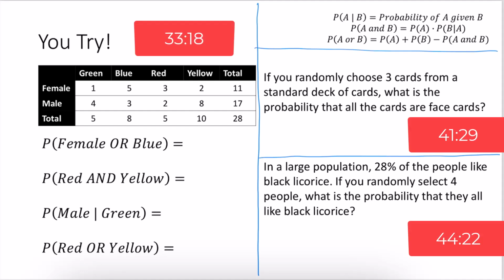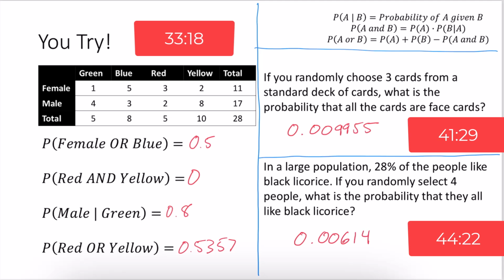Okay, so the correct answers for this first question are 0.5, 0, 0.8, and 0.5357. And then the correct answer for the second question is 0.00, 2 zeros, and then 9955. And for the third question, it's 0.006147. So if you didn't get any of those questions, go ahead and skip forward to the timestamp shown on the screen to see how I solved them.